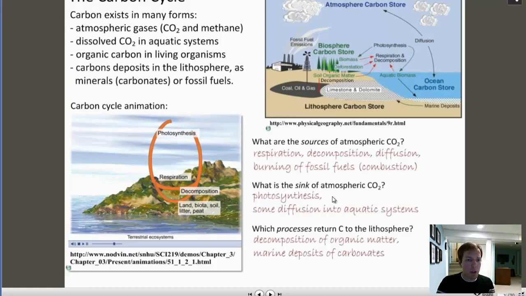Photosynthesis will capture the CO2 out of the air, and it will store that CO2 in many different forms within those plants. There is a little bit of diffusion into the oceans, and that's one thing I'll come back to in a couple of minutes.